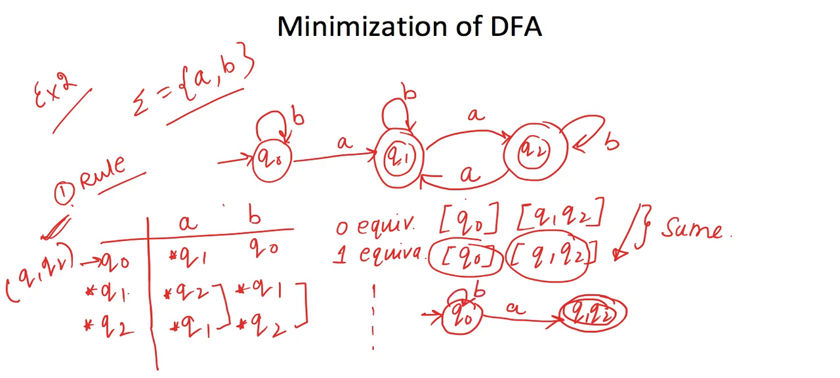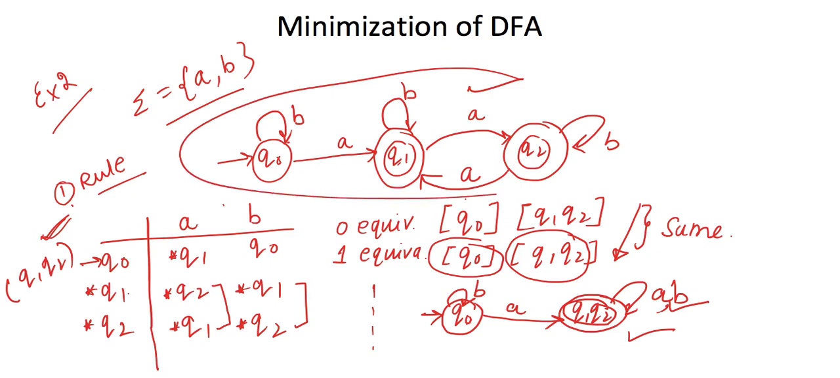Now Q1 and Q2 we have merged. So Q1Q2 on a remains at Q2Q1, which is itself, so this is a. Now Q1Q2 on b is at Q1Q2, so this means this. Got it? So this is the minimized DFA of this diagram. Anyway, it was looking minimal but it was not. This is the minimal DFA of it. Got it? Okay, thank you.